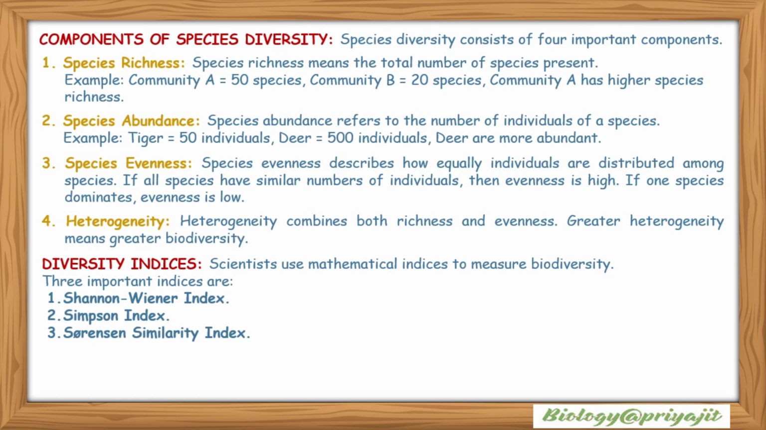Diversity indices. Scientists use mathematical indices to measure biodiversity. Three important indices are Shannon-Wiener Index, Simpson Index and Sørensen Similarity Index.